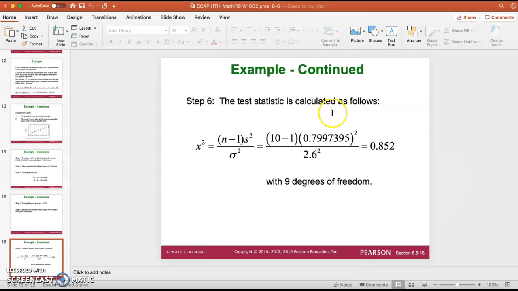To find our test statistic, we plug everything we have into the chi-square formula. We plug in the degrees of freedom, 10 total heights minus 1, then the sample variance, which again was that 0.7997 number, and then our claimed standard deviation, 2.6 squared. Once we evaluate all that, we find that our test statistic is a chi-square score of 0.852 with 9 degrees of freedom. We'll refer to the chi-square table and see how this 0.852 compares.